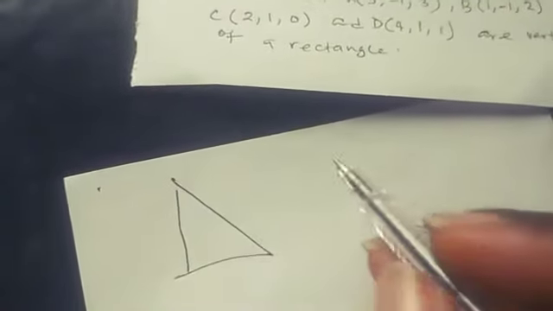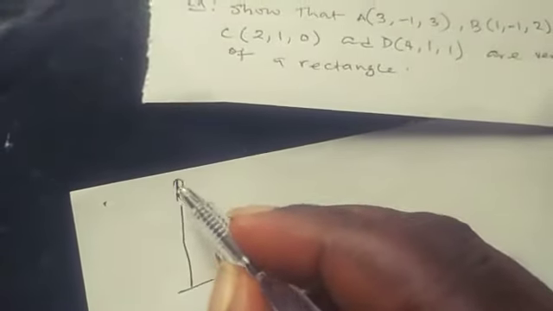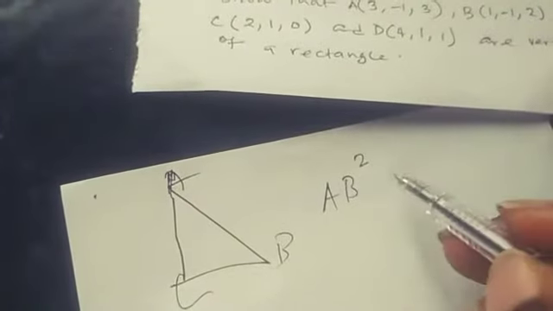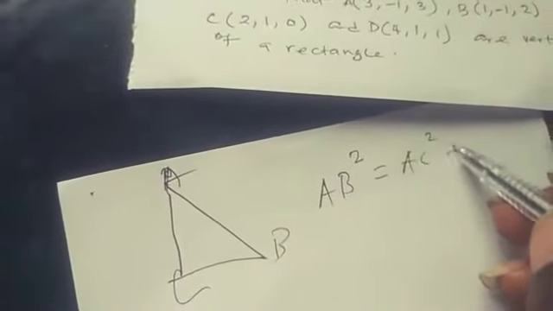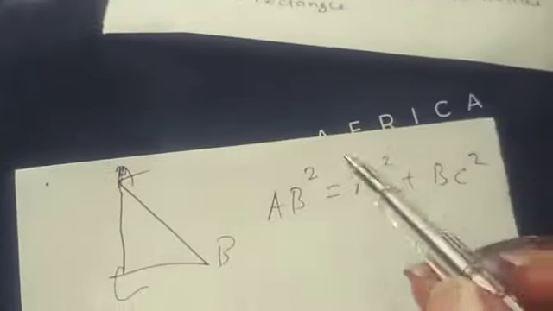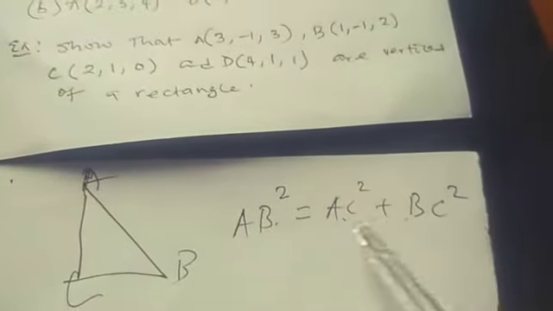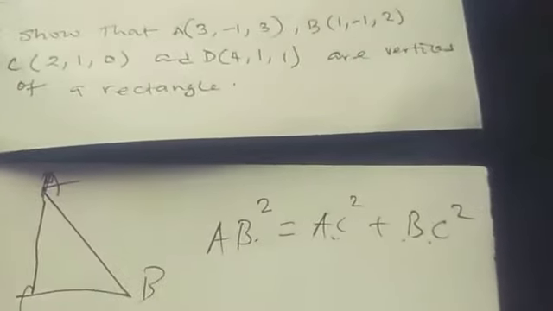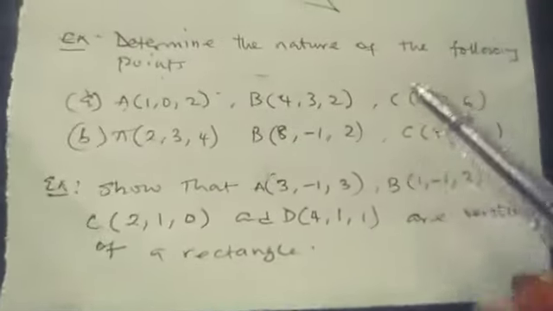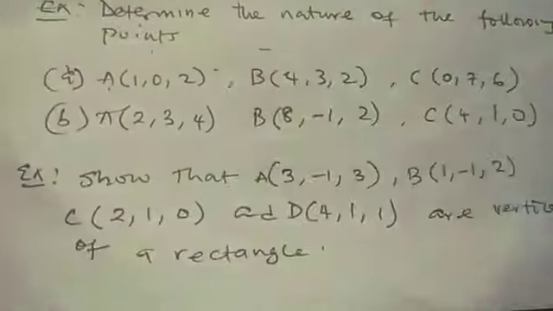For instance, we know that for a right angle triangle, by Pythagoras theorem, let's say this is ABC, AB square will be equal to AC square plus BC square. The main thing is that you need to pair them just like the way I did here. When you pair them, if you can show that the square of one side is equal to the addition of the squares of the two other sides, then you tell us that it is a right angle triangle.